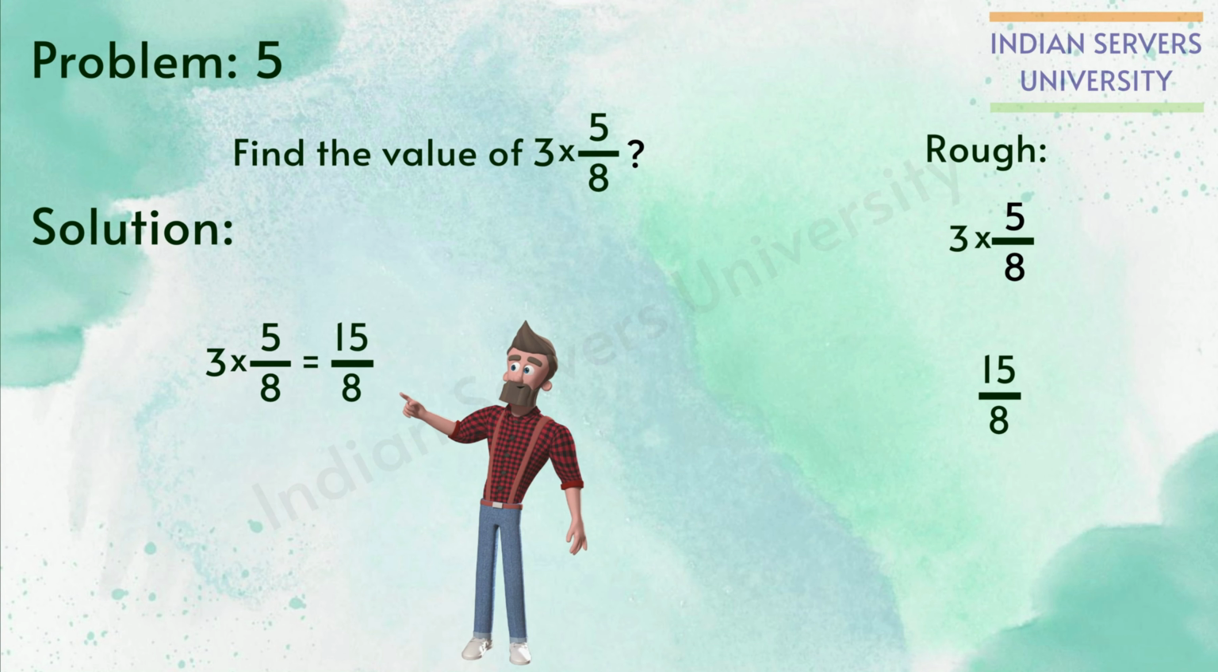Next problem, 2 by 5 into 4 by 15. So 2 4s are 8. 5 into 15 75. 8 by 75.